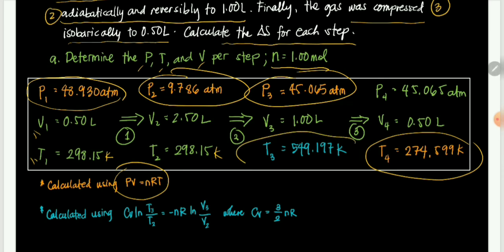So, T3, however, was calculated using the adiabatic relation. So, from state 2 to state 3, so that is step 2, V2 is given, V3, the final volume, is given, T2, which is 298.15 Kelvin, is given, CV of the gas is given, it is 3/2 NR, and NR is of course given because we have 1 mole and the gas constant is 8.314. However, it will just cancel out when you substitute the CV. So, you can easily calculate for T3. So, T3 is 549.197 Kelvin.